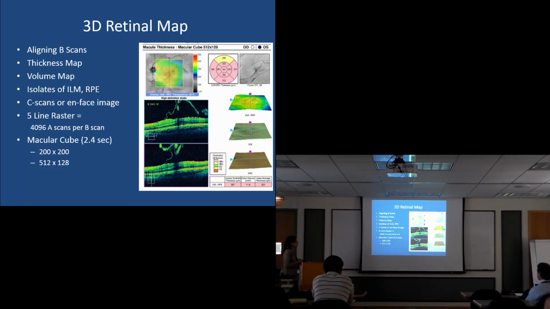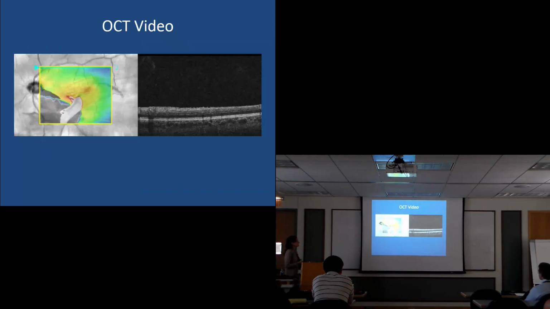So here, what happens to get this image is you have a lining of the B scan, so you take it in a raster pattern all the way across and all the way down. It aligns the B scans, and then you get this thickness and volume map. So this is where we are.